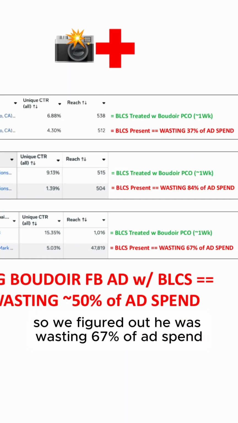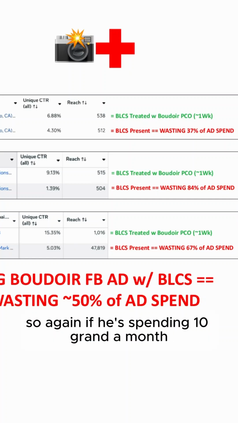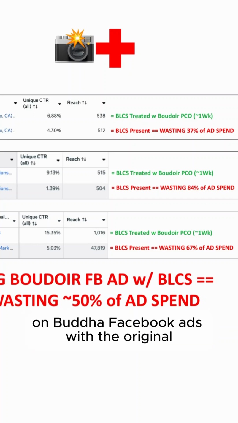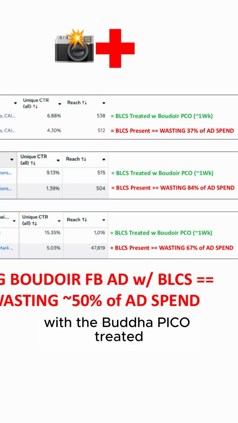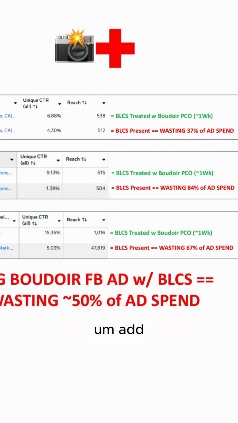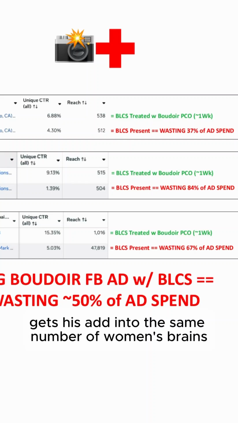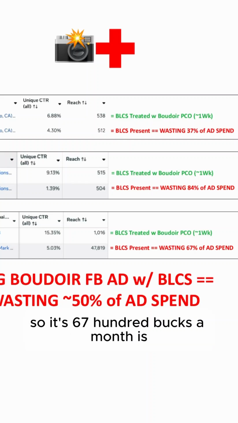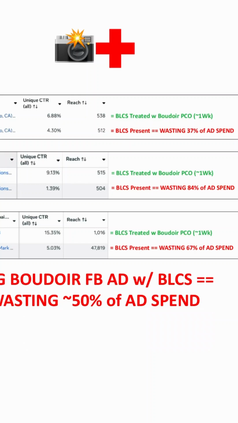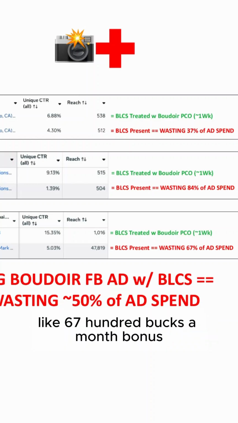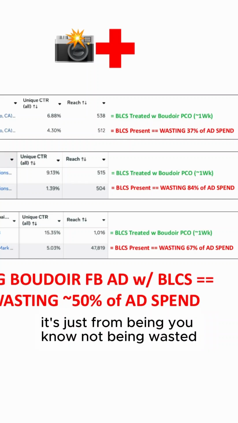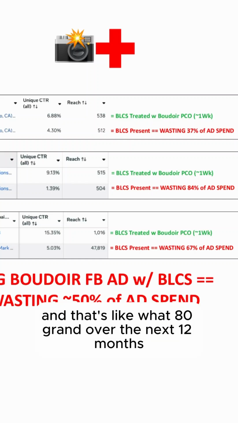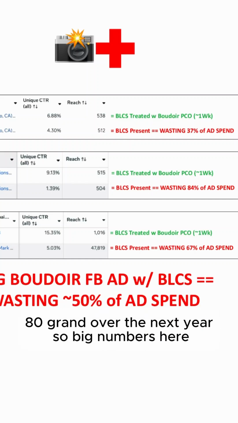So we figured out he was wasting 67% of ad spend. If he's spending 10 grand a month on boudoir Facebook ads with the original, he now only has to spend 3,300 bucks a month with the boudoir Pico treated ad, and he gets his ad into the same number of women's brains. So it's 6,700 bucks a month he doesn't have to spend. It's cash back in his pocket, like a 6,700 bucks a month bonus. He doesn't have to service any clients. It's just from not being wasted. And that's like 80 grand over the next year.